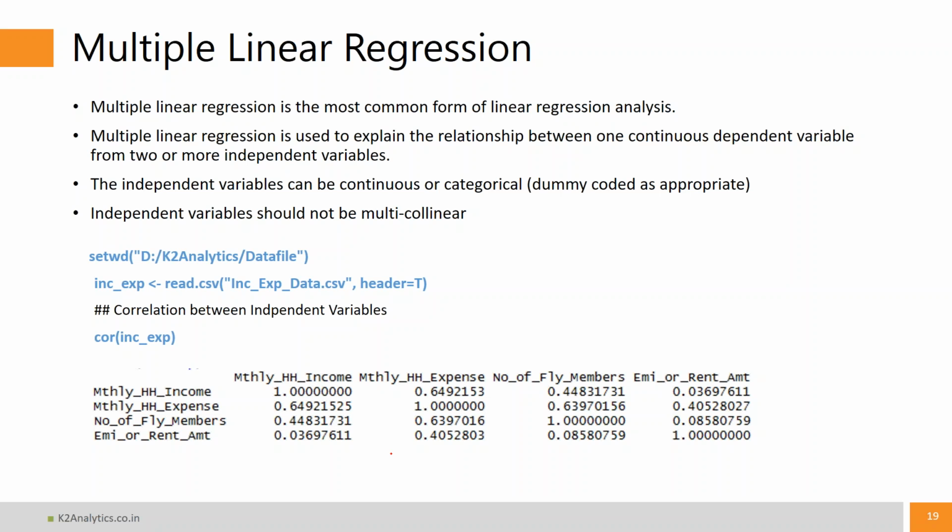So now what I'm going to do is build this multiple linear model with all variables, rather than adding one variable at a time. Now before I do that, let me just run a correlation. What is correlation? What does correlation mean?